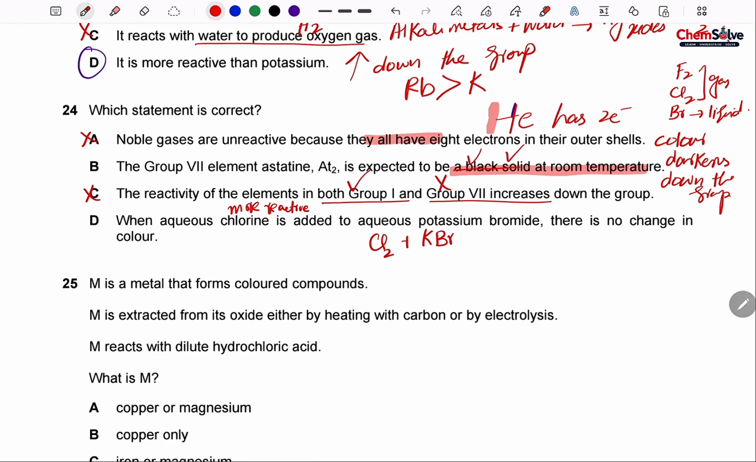It will displace bromine from here, and bromine has a dark brown color, so there would be a color change. That's how our correct statement is statement B here.